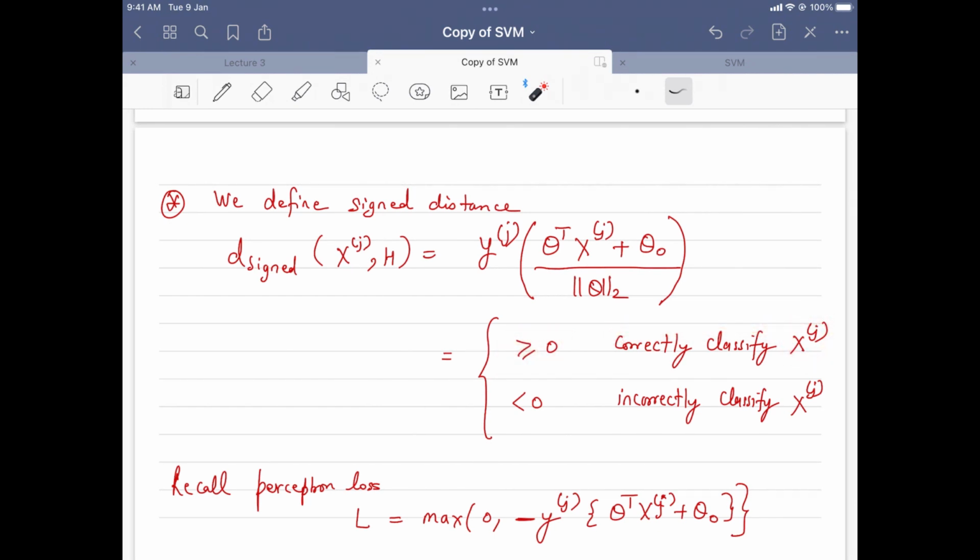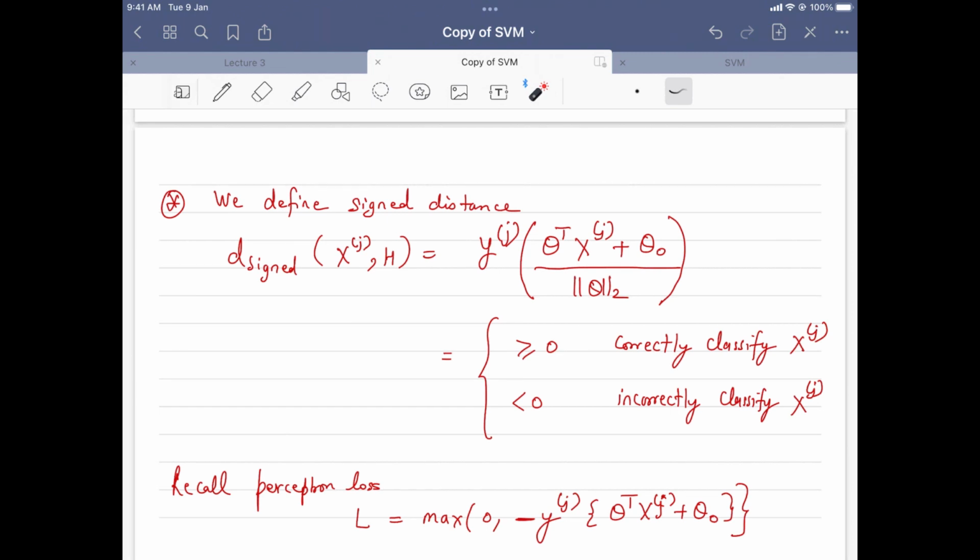But if it is the other way around, that is, if your yj is positive and the prediction is negative, then positive multiplied by negative will give you a value less than 0. So it will be incorrectly classified. The same goes with the fourth case, where this is negative and this is positive, or when this is positive and this is negative. In these two cases, the product is less than 0 and it is incorrectly classifying the sample xj.